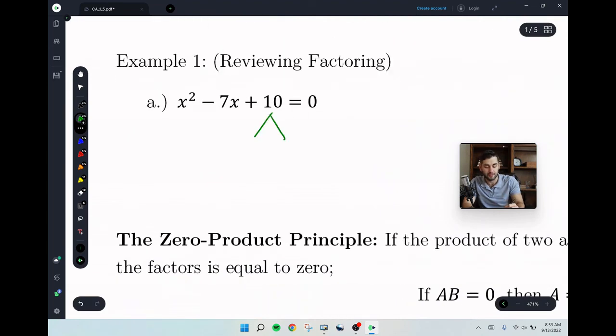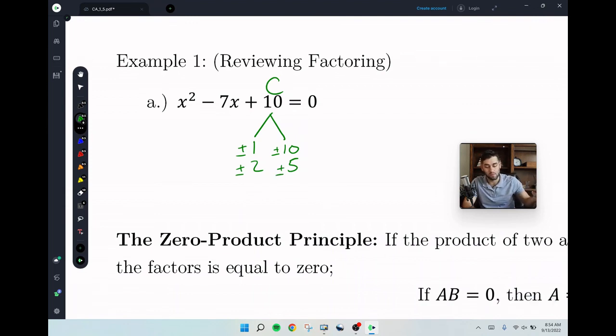So you break down your C term, your constant term, into all of its factors, or the things that multiply to get your C. So that's 1 and 10, and 2 and 5. And then what I like to do is throw a plus or minus in front of it so that I don't forget that -1 times -10 is also 10. So those are the only factors I can think of.